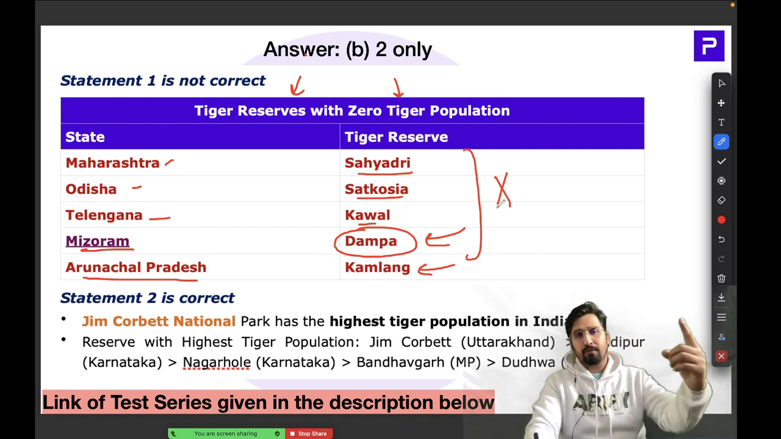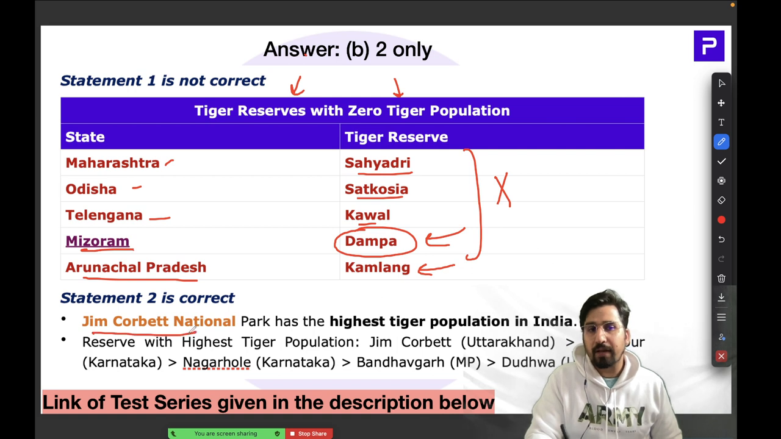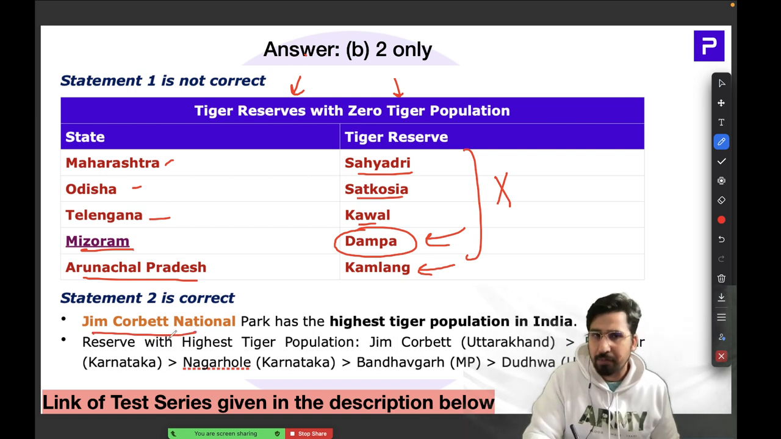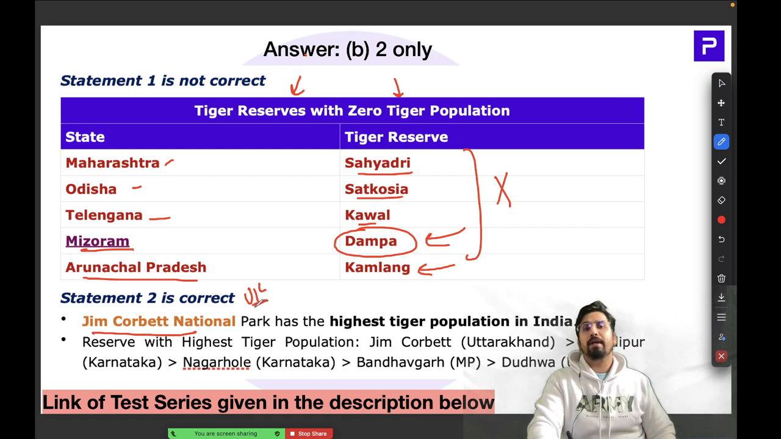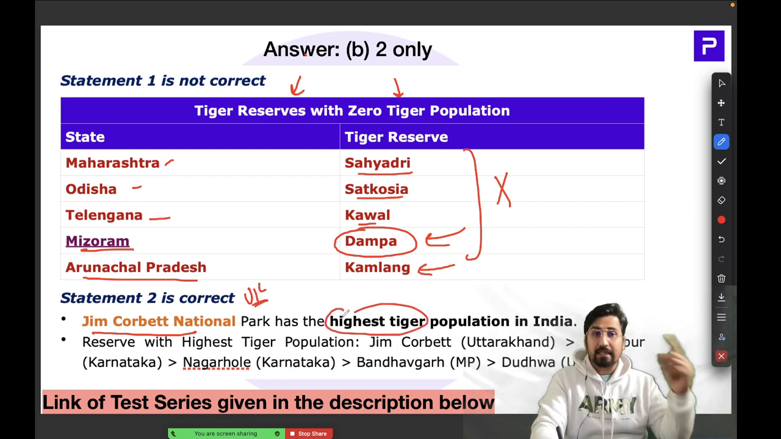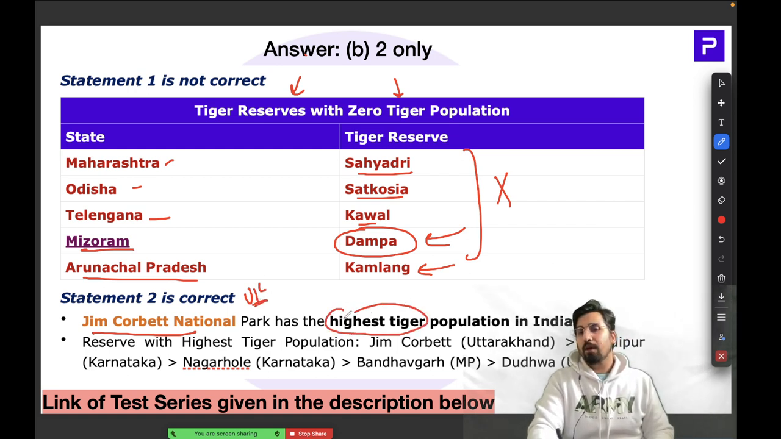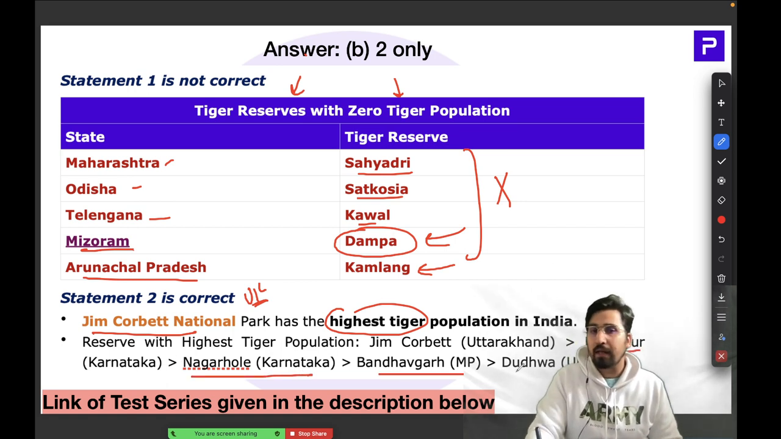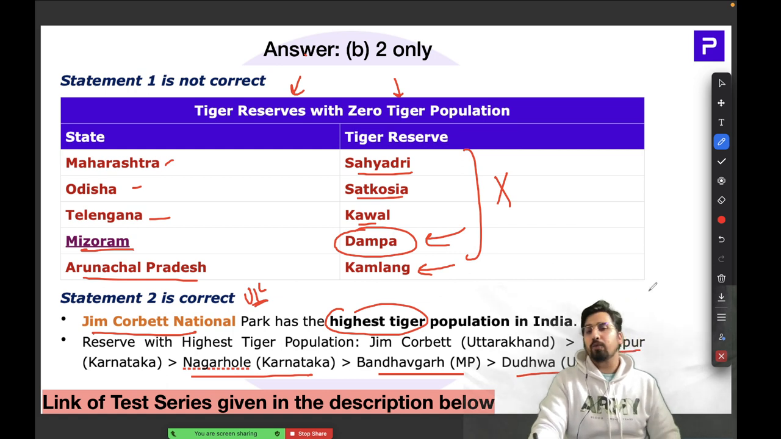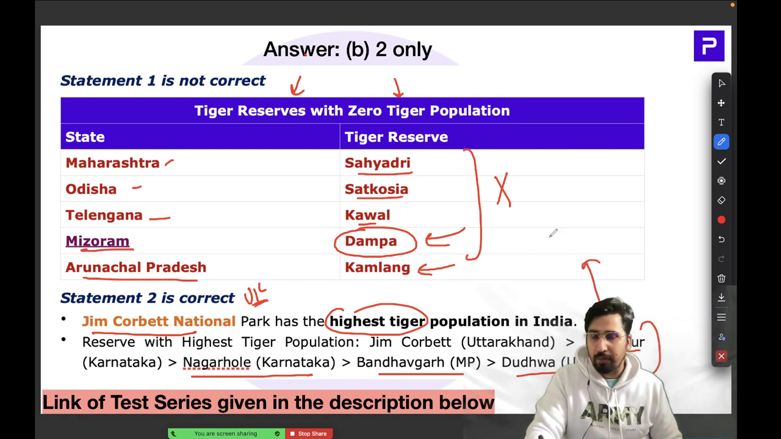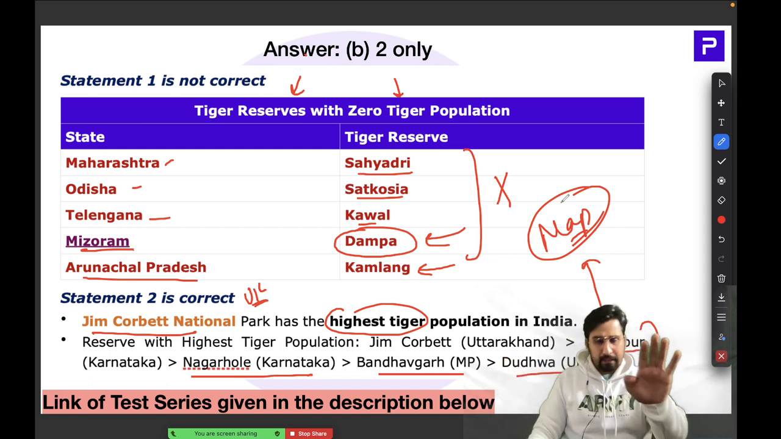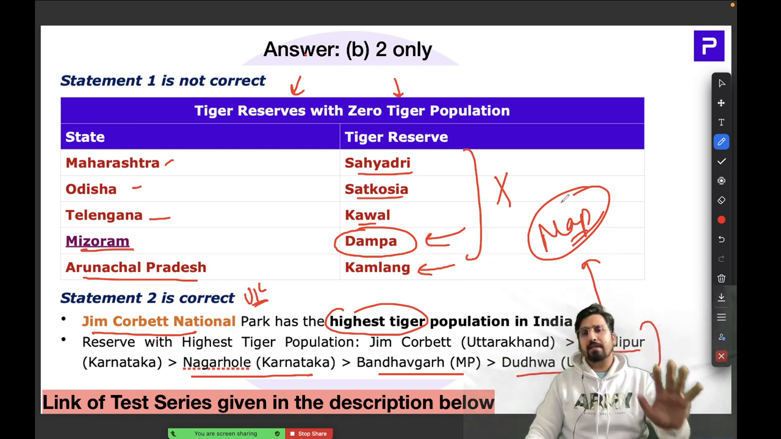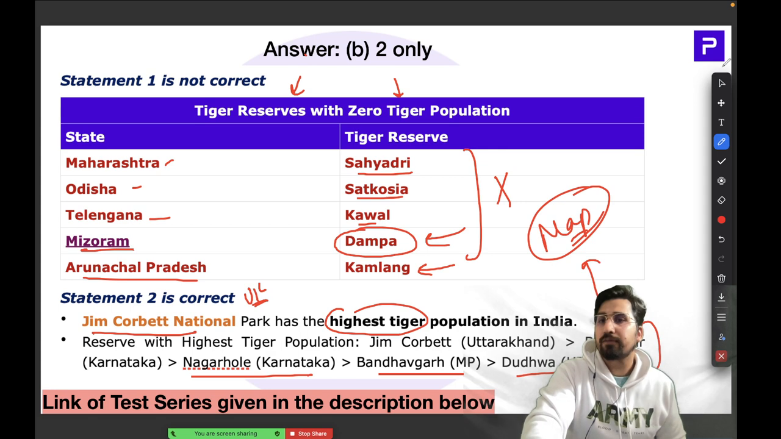In terms of Jim Corbett, it is a very important tiger reserve for us, because Jim Corbett National Park in Uttarakhand has the highest tiger population that we have in India, followed by Bandipur in Karnataka, Nagarhole in Karnataka, Bandhavgarh in MP and Dudhwa in UP. At least try it: I want you to remember these five names and also practice them on the map. These are the five tiger reserves having the highest population of tigers in India.